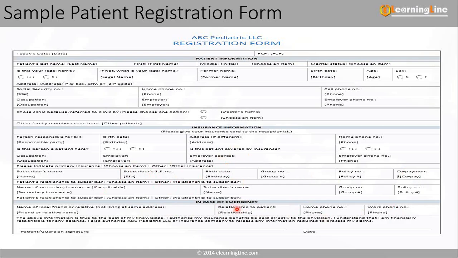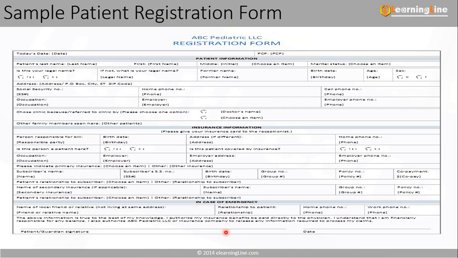Then you have, in case of emergency, who should be the go-to person. You provide that person, which means you are authorizing that if there is an emergency, this person can be contacted. Many people put their spouse's name, many people put their friend's name, many people put their parent's name. As long as that authorization is there, in case of emergency that's the person who will be contacted, because that is the registration form which you have submitted.